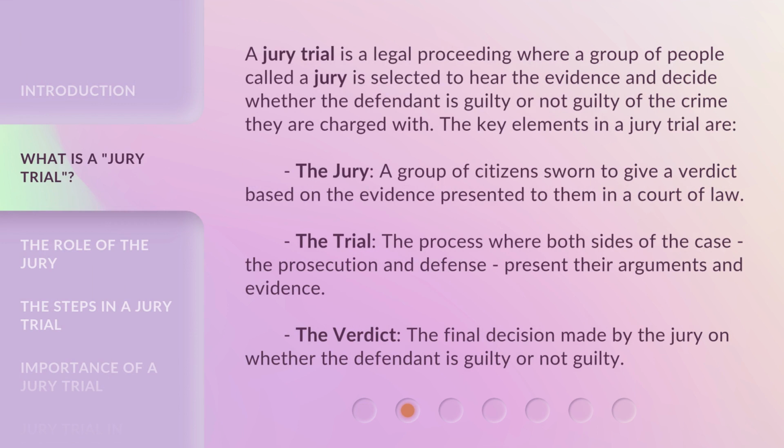A jury trial is a legal proceeding where a group of people called a jury is selected to hear the evidence and decide whether the defendant is guilty or not guilty of the crime they are charged with. The key elements in a jury trial are the jury, a group of citizens sworn to give a verdict based on the evidence presented to them in a court of law. The trial, the process where both sides of the case, the prosecution and defense, present their arguments and evidence. The verdict, the final decision made by the jury on whether the defendant is guilty or not guilty.